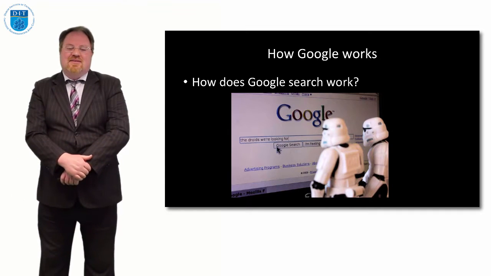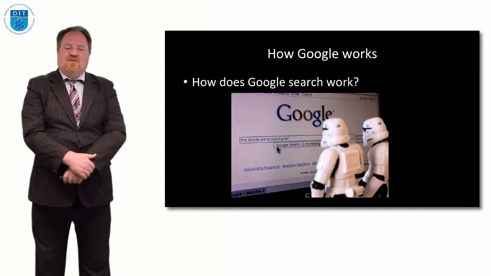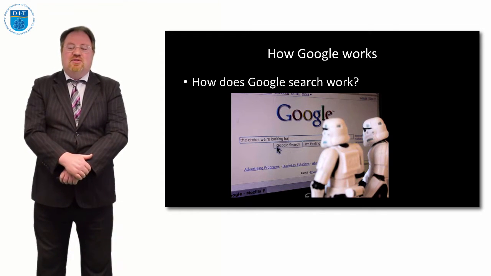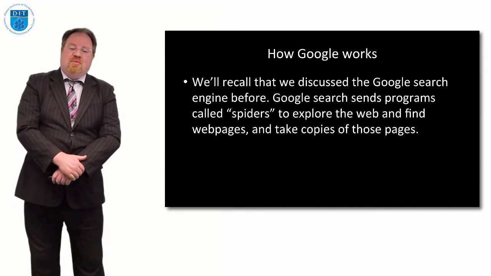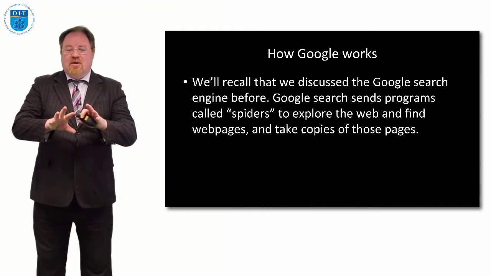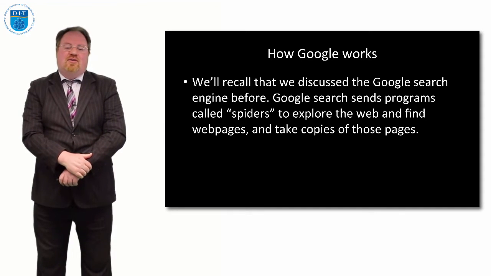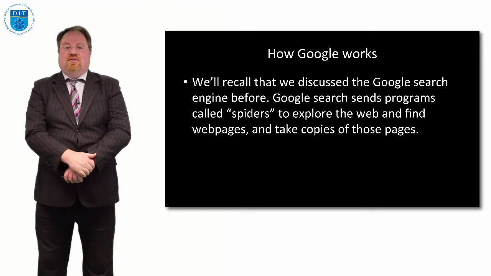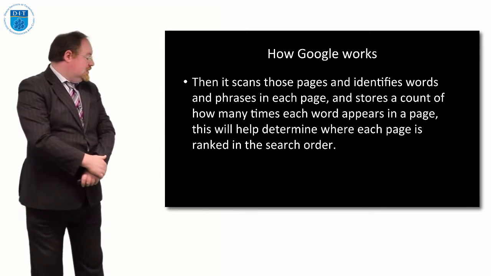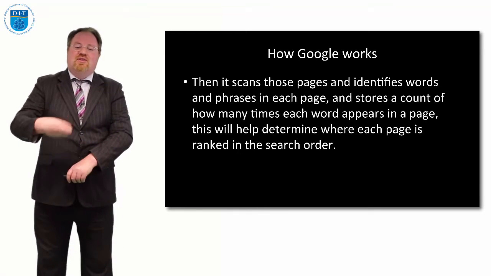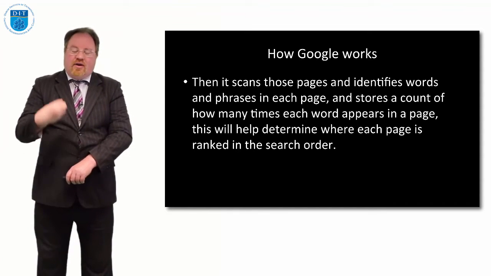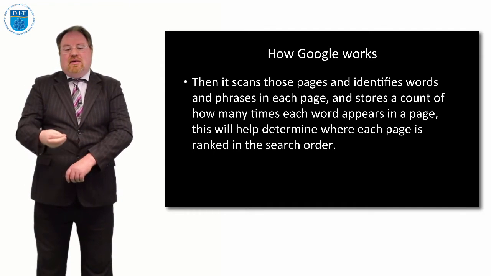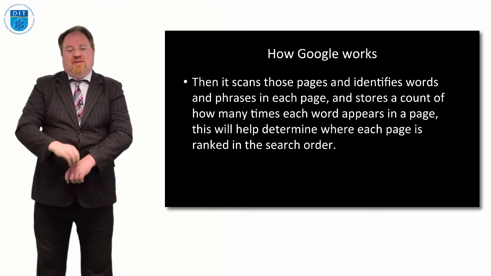So let's look at how Google search works. There's two bits to it really. We mentioned before that Google sends computer programs out on the web. They're called spiders, and they crawl from link to link, and they find web pages and take copies of those files or web pages. And then it does the bit we're talking about today, which is to scan those pages, identify what the frequently occurring words or phrases in the page are, and that helps to determine how important that page is for a particular search.